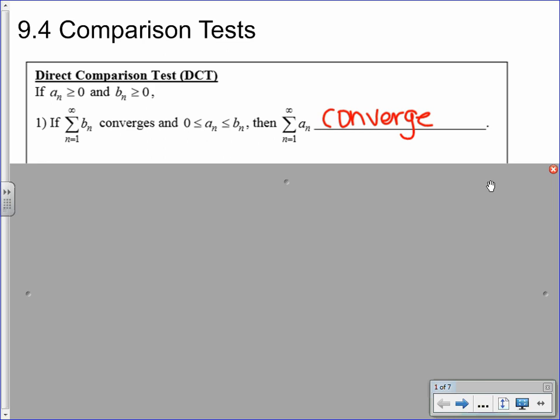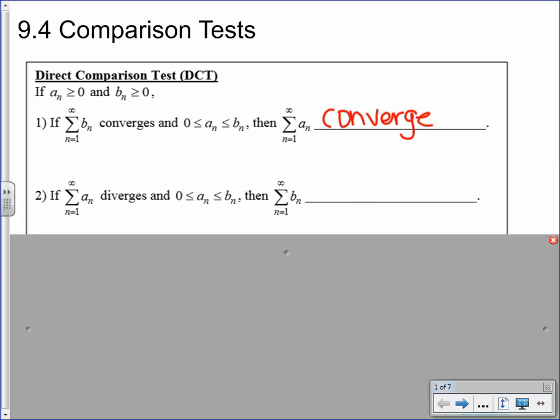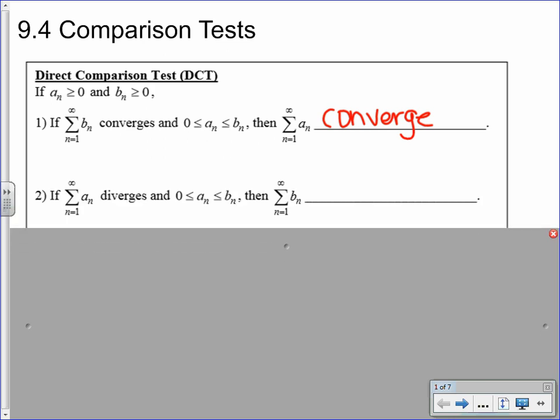Okay. Vice versa, if we know that our smaller series diverges, then our bigger series will also diverge. Okay, let's think about it. We already have a sequence that diverges. Now we have an even bigger sequence. That sum is also going to diverge. It's logical, right? Okay.